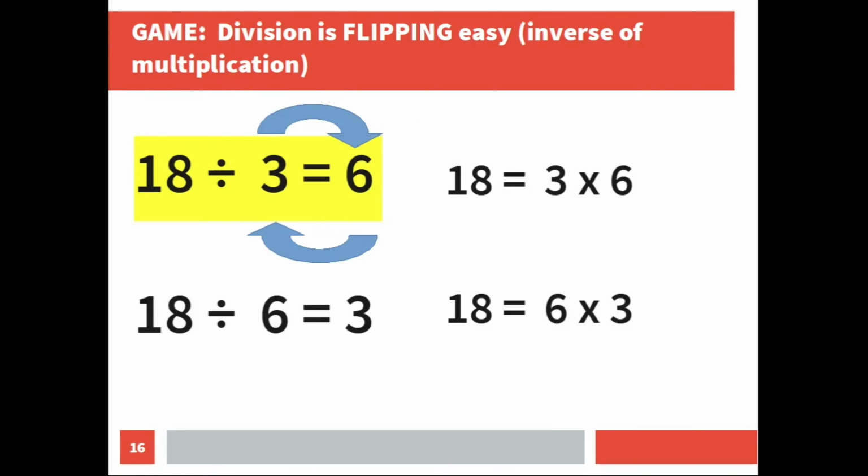Then you can show him quickly the flipping game. Let's play the flip game. 18 divided by 3, for example, is 6. And you know, you can flip this around. Just like you can use multiplication. If you flip these two around, you will see 18 divided by 6 is also 3. Show him, you can flip around.